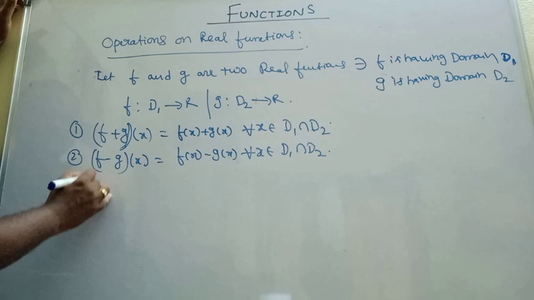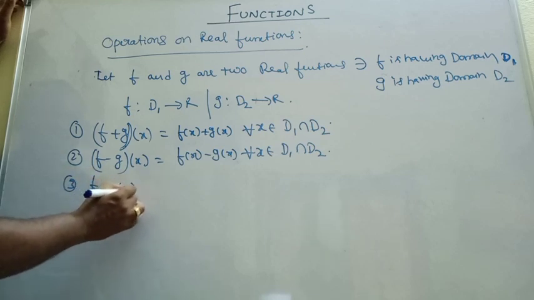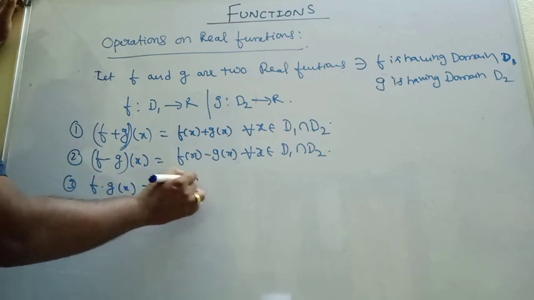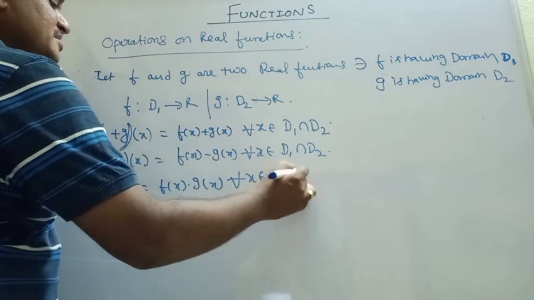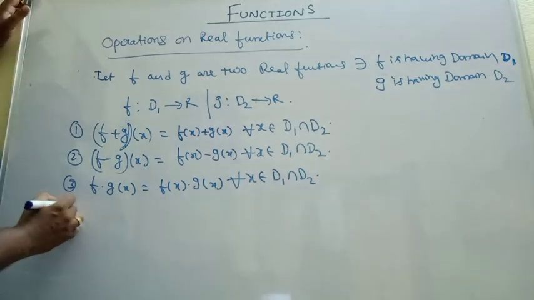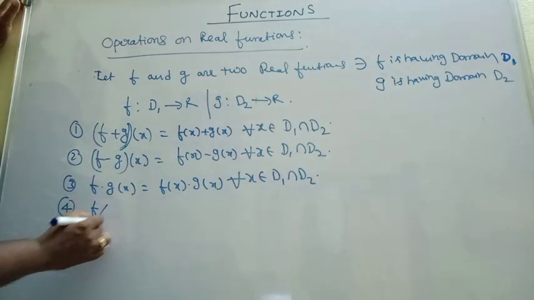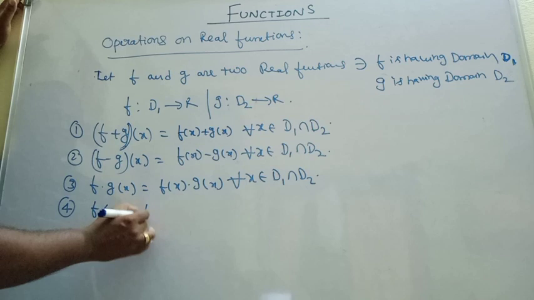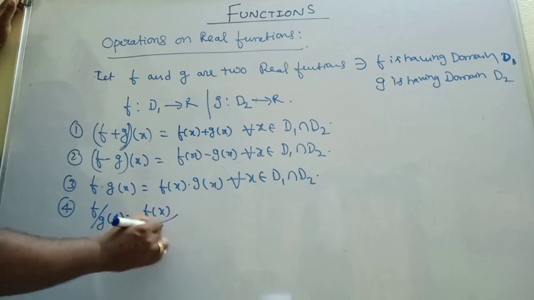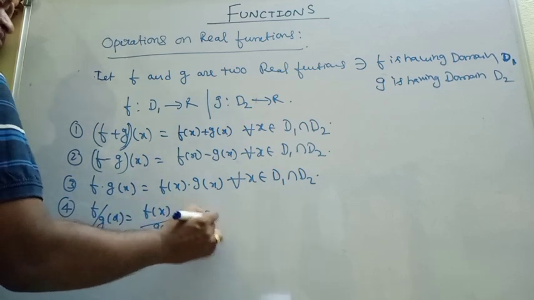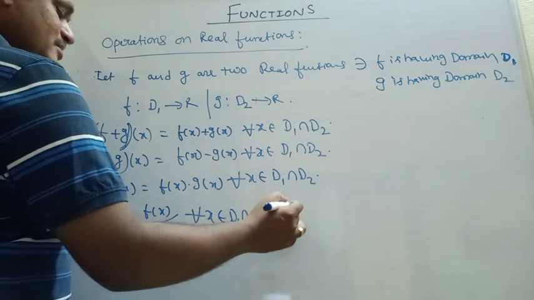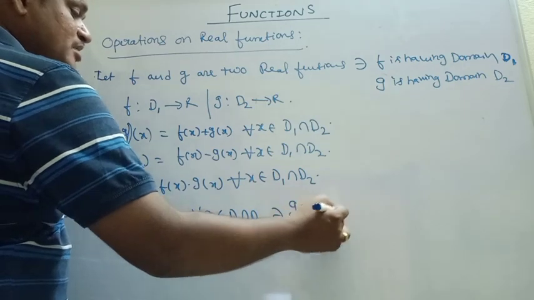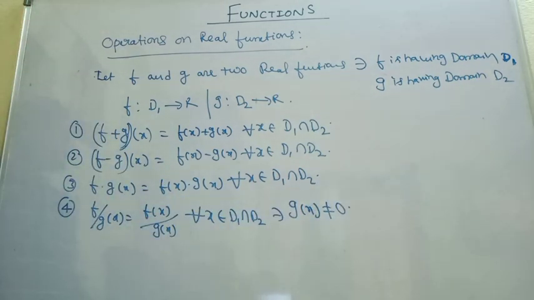Number 3, f into g of x is defined as f of x into g of x, for all x belonging to D1 intersection D2. Next, f by g of x is defined as f of x by g of x, for all x belonging to D1 intersection D2, such that g of x, the denominator, should not be equal to 0. Fine, f by g of x is defined like this.